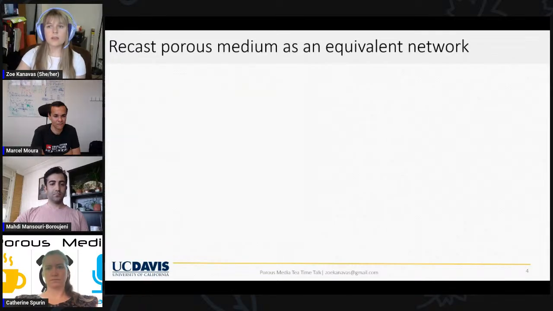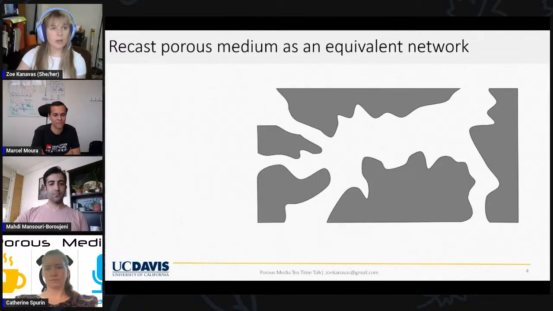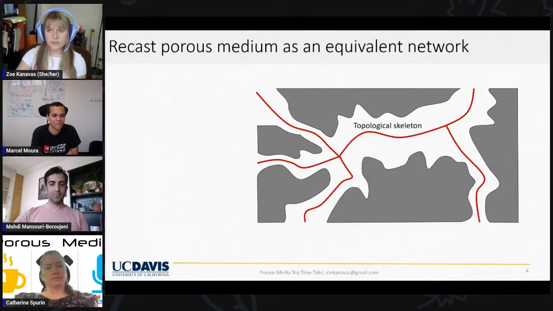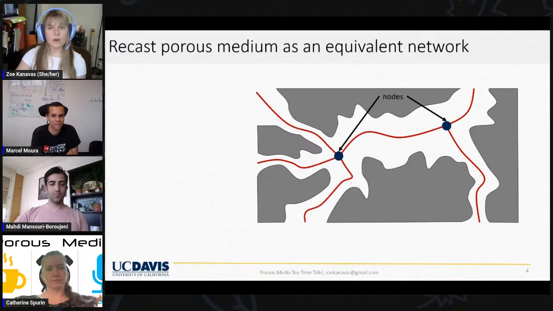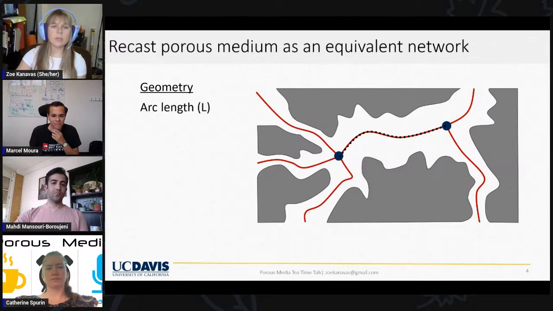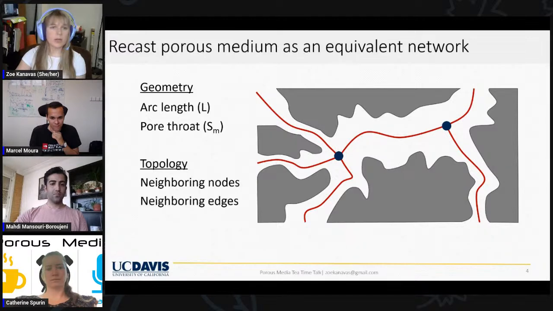To simplify our porous media, we're going to represent it as an equivalent network. Let's consider this example of a binary porous medium where gray is the solid and white is the pore space. We will first convert the pore space into its topological skeleton, and then we'll split that skeleton into nodes and edges, where edges are the channels and channel intersections are the nodes. After identifying the nodes and edges, we record the channel geometric information, like the arc length and the pore throat, which is the minimum width in a channel, as well as the topological information, like the neighboring nodes and edges.